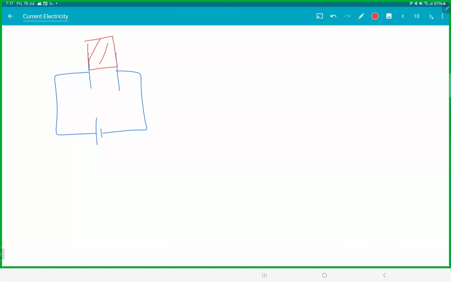So when the slab is here and entering, the current will flow like this. It comes out of the battery, so charge is increasing. This is for time less than L by U.